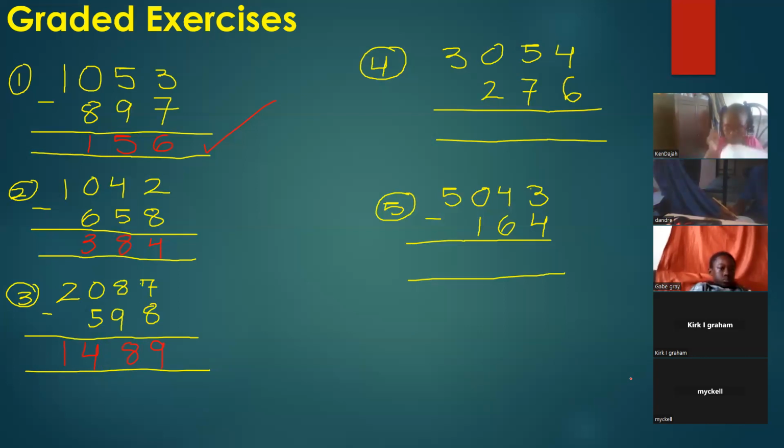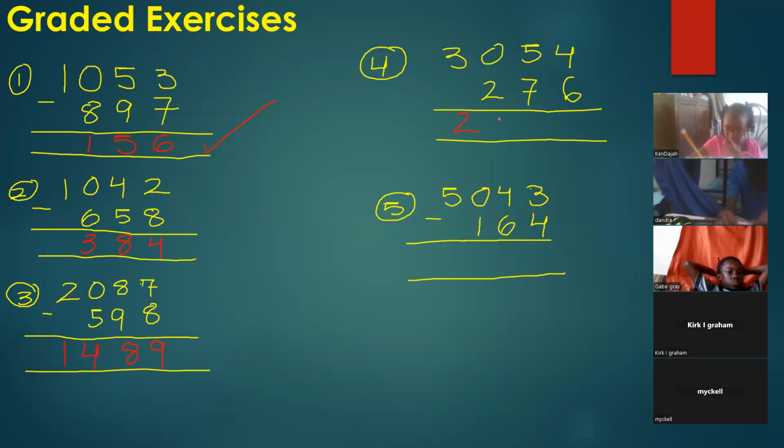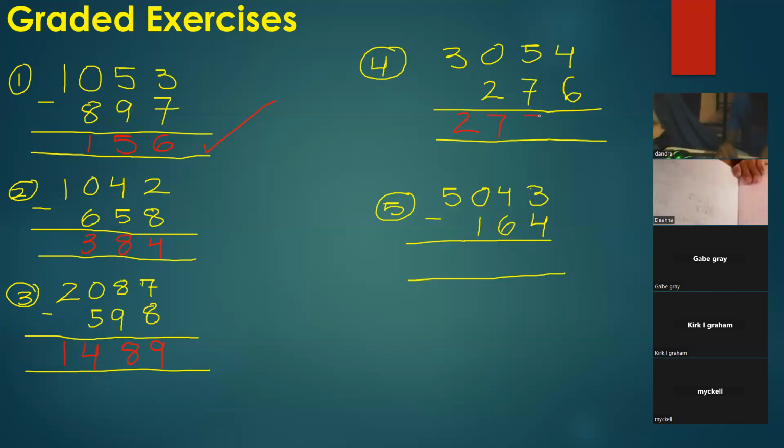Gab Gray. Did you get the answer for number three? Gab Gray. Number four, Javon, what you got for number four? For number four, I have 2,778. Very good. I got that. Excellent.